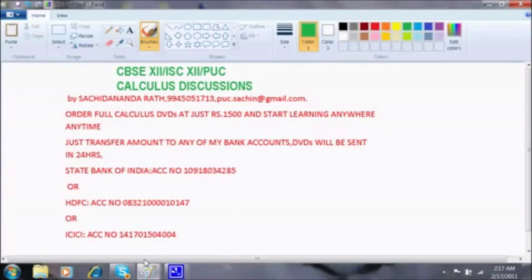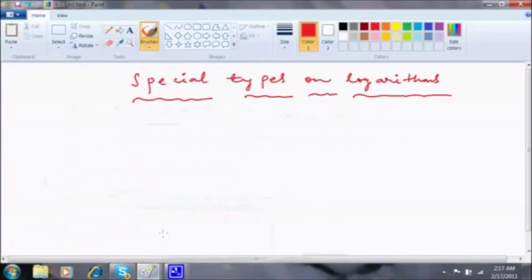We are continuing with differentiation, looking at special types involving logarithms. Now if a question is given to me like find dy/dx of e to the power log of sin x, let me bring in a formula.